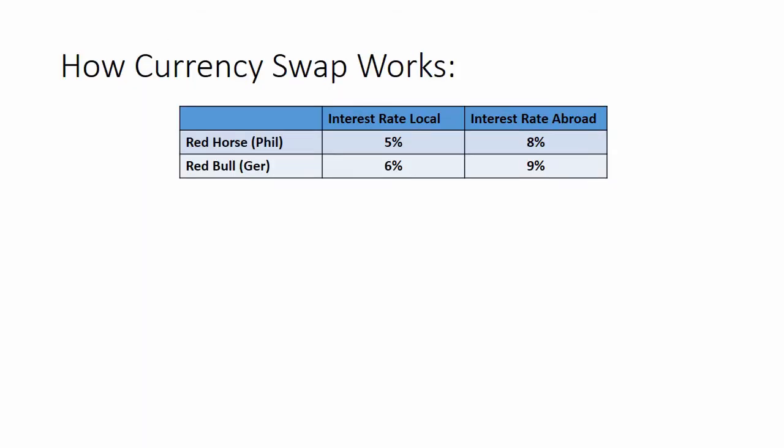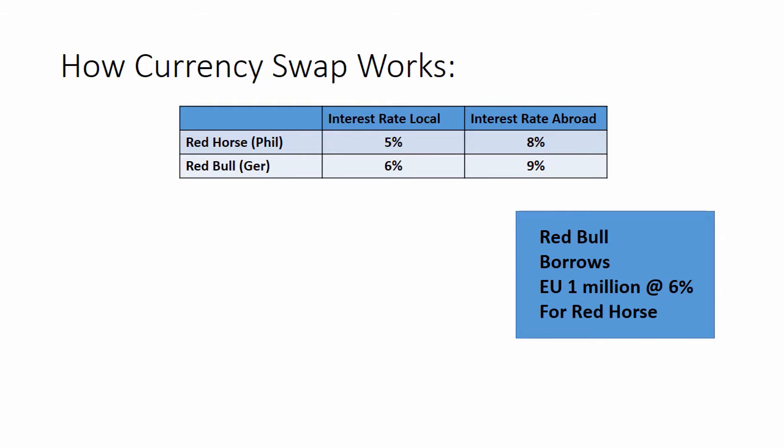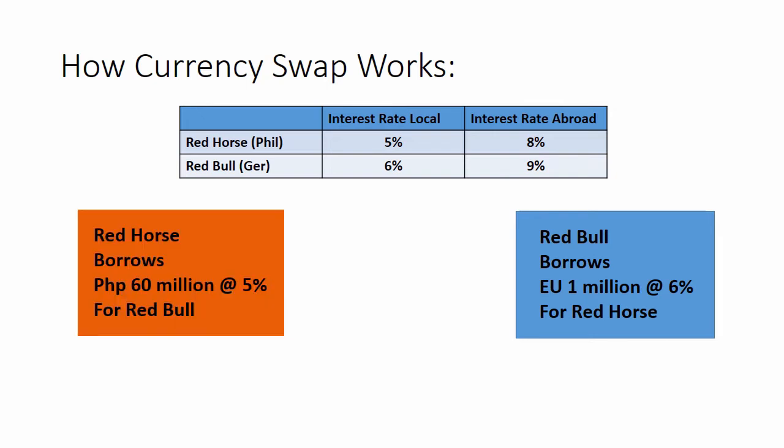Assuming both companies have met and have agreed to enter a currency swap, this is how the swap will work. Red Bull of Germany will borrow 1 million euros from a German bank. That will give them a low rate of 6%. Now imagine Red Bull delivering this principal amount to Red Horse. It is like Red Bull applied for a loan on behalf of the Philippine firm, Red Horse. Red Horse, on the other hand, will borrow 60 million pesos from Philippine banks at a low rate of 5%. And just the same, Red Horse delivers this amount to Red Bull.